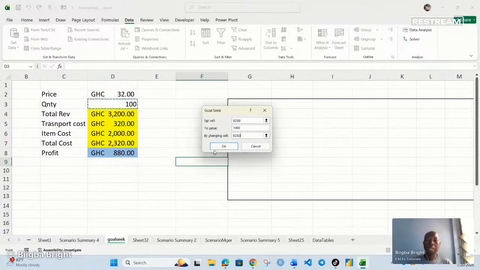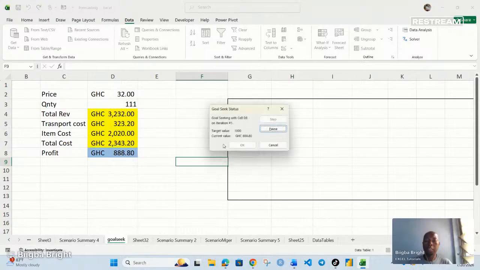Now when we click here, it should be able to tell us how much quantity we can sell at the going price in order to get the 1,000 Ghana cedi profit that we're expecting. Our current profit is 880 Ghana cedis. We want to raise it to 1,000 Ghana cedis. So we are asking how many quantity can we sell in order to make that? That becomes goal seek. So I'll click on that.